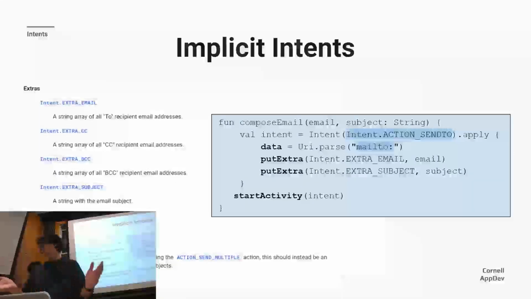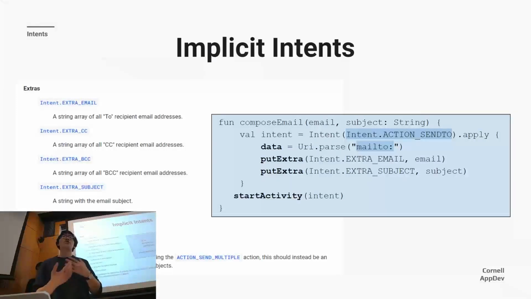Next, for implicit intents, a reminder that when you make an implicit intent, sometimes it requires you to give it extra information. Here for an email, you have to tell it who to send the email to, what the subject is, and what the body is. Say you want to go to a specific location, you have to give the intent the address so that it actually knows where you want to go on Google Maps, for example.